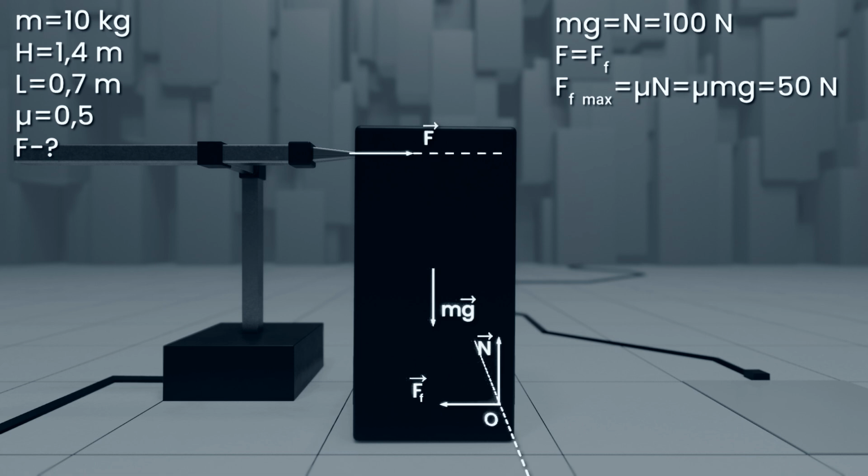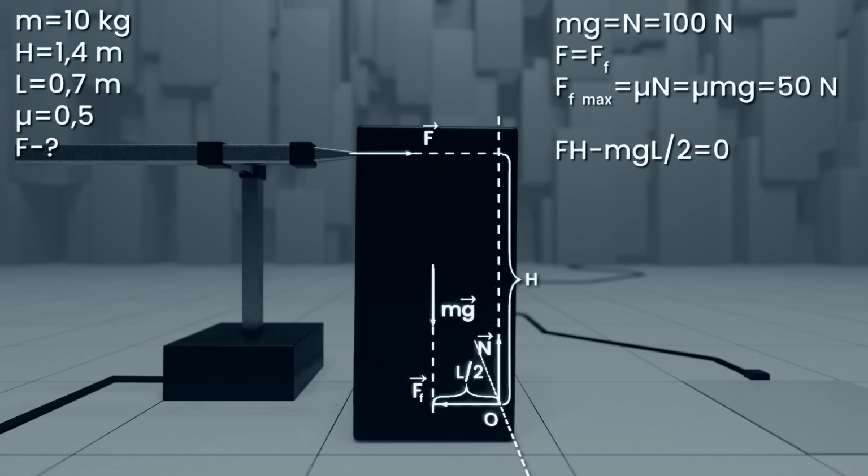The lever arm of the applied force is equal to the height of the box. The lever arm of the gravitational force is half the width of the box. The lever arms of the friction force and the normal force are zero in this case, because they act through the pivot point. Since the applied force rotates the box clockwise and the gravitational force rotates counterclockwise, the torque equation is set up as follows. Solving for the force F, we find that the minimum force required to tilt the box is 25 newtons.